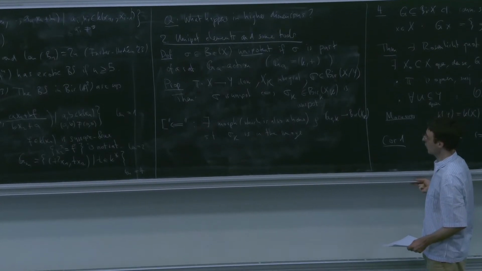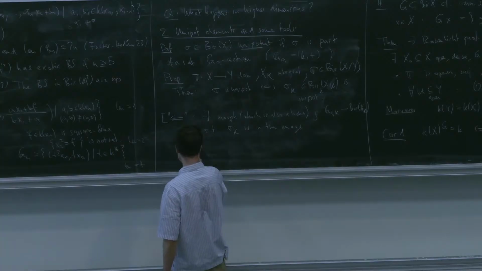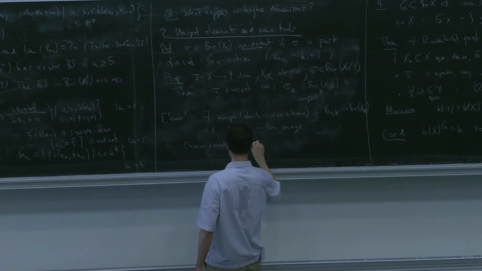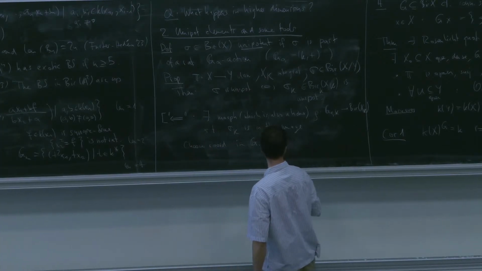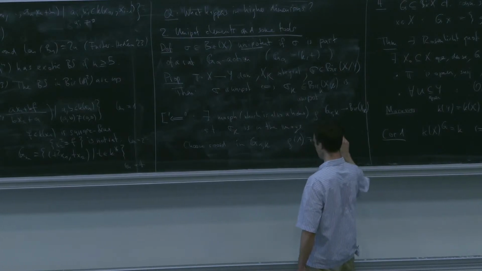Good. So now the good thing with GA is one can choose coordinates in GAK such that rho of 1 is exactly my sigma k.